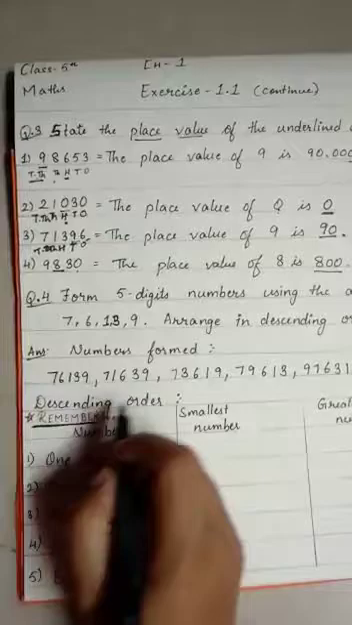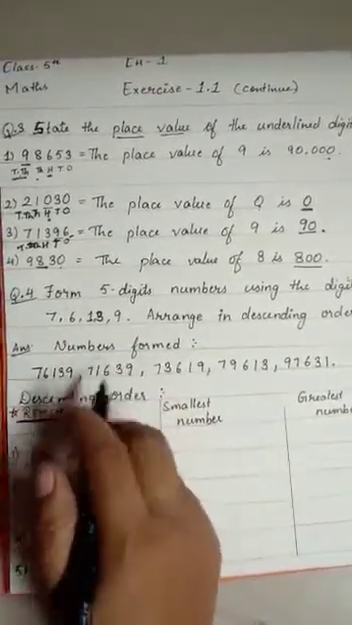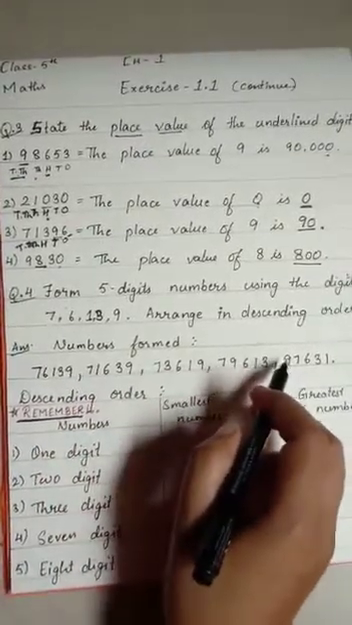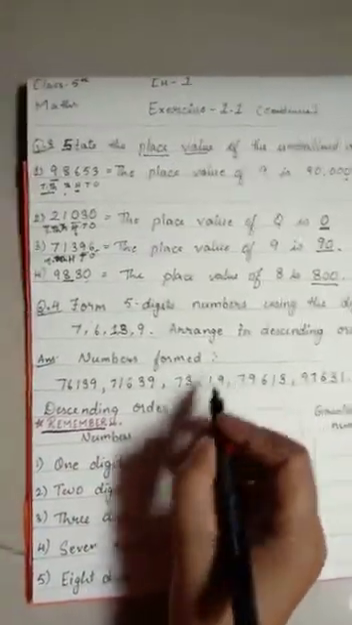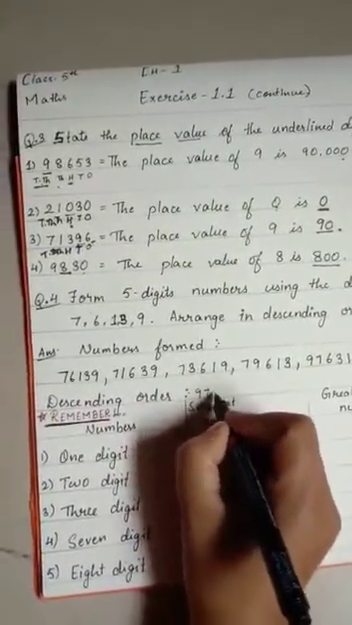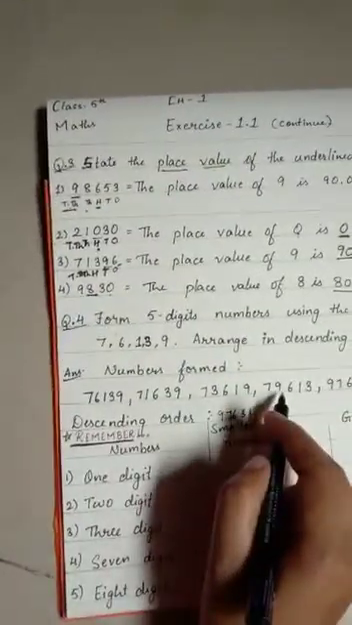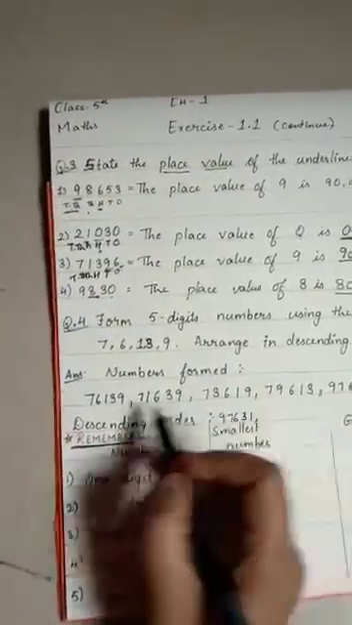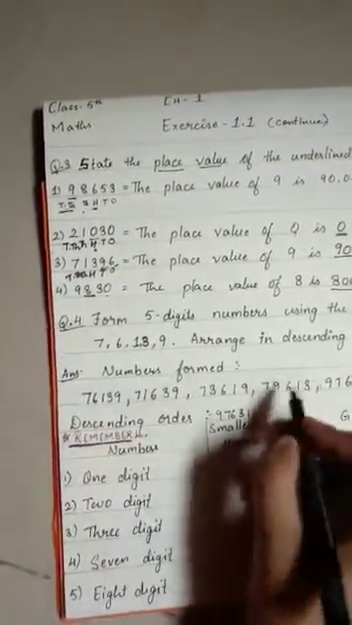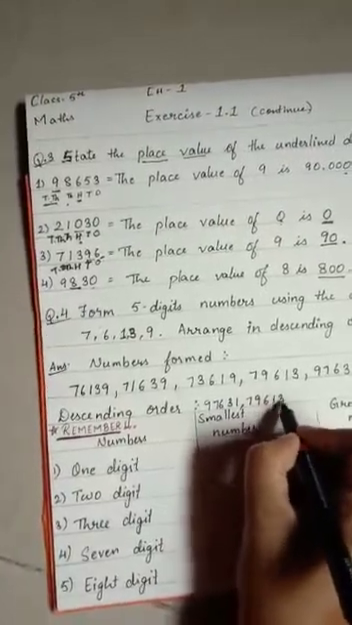For descending order, we look at the first digit, which is bigger. Here all the 7s are the same, and this 9 is the bigger one. So first we will write this number, 97631. Then all the 7s are the same, so for the next number we look at 6, 1, 3 and 9. 9 is greater among all these, so this will be 79613.